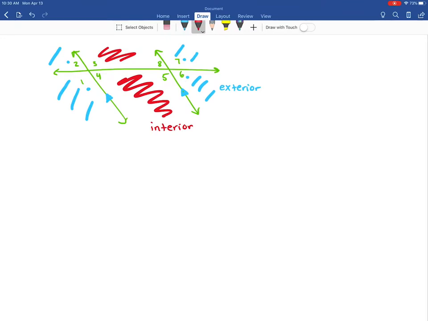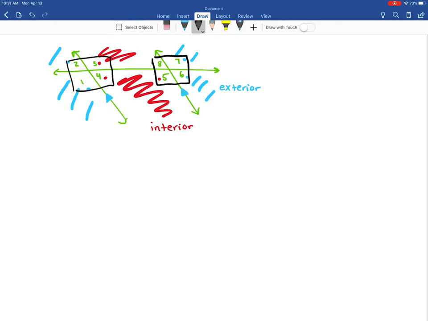Then you can move to the inside. 3 and 5 are alternate interior, and 4 and 8 are alternate interior. Now, any type of alternate pair, either alternate exterior or alternate interior angles, are congruent, which means they're equal. The last set of angle pairs we had were corresponding angles, and this is where I suggested that you draw two foursquare courts. The players in the same position are corresponding angles, and they are congruent.